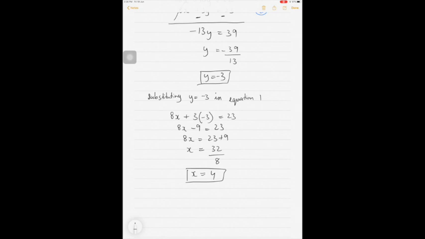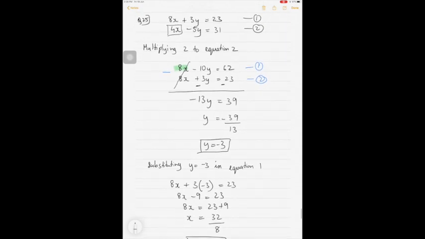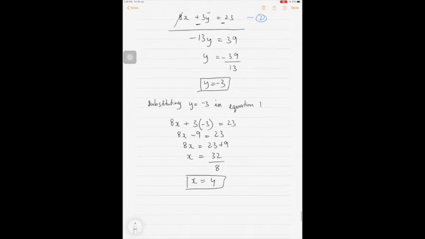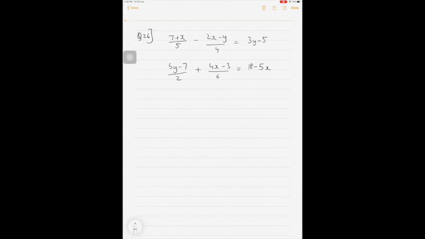That means y is equal to minus 3 and x is equal to 4. Okay? Let's solve the next sum.